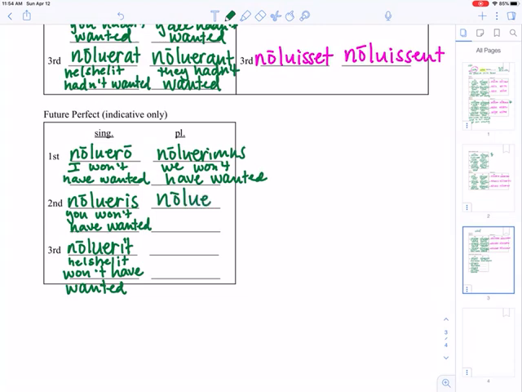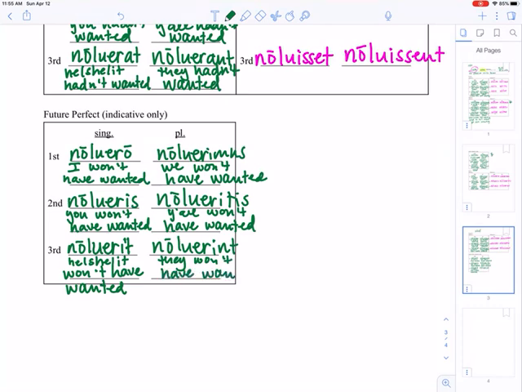Second plural, Nolu eritis. Y'all won't have wanted. And then third plural, Nolu erint. Let's fix that. It's a little too wild on that end there. Nolu erint. And so this is they won't have wanted. Okay, so that is Nolo.